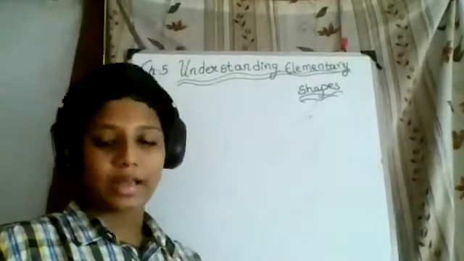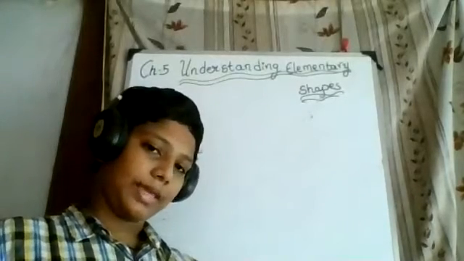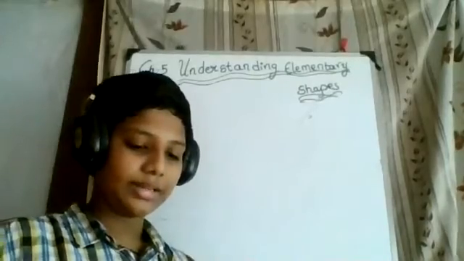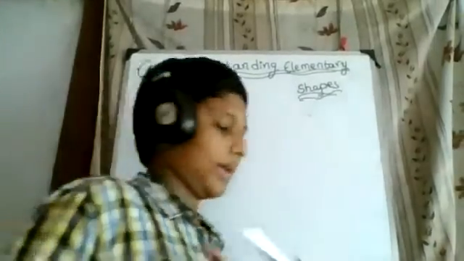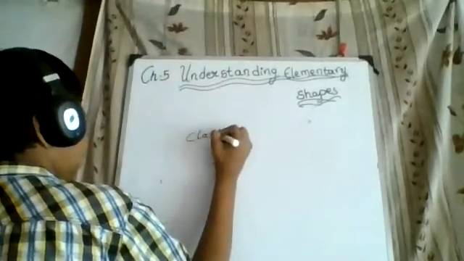And what is a triangle? You know so much about triangle. Tell some points about triangle. A triangle is a three-sided quadrilateral. So now we are going to discuss about classification.